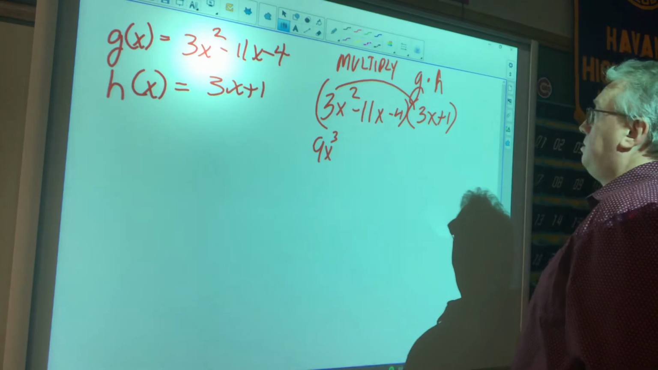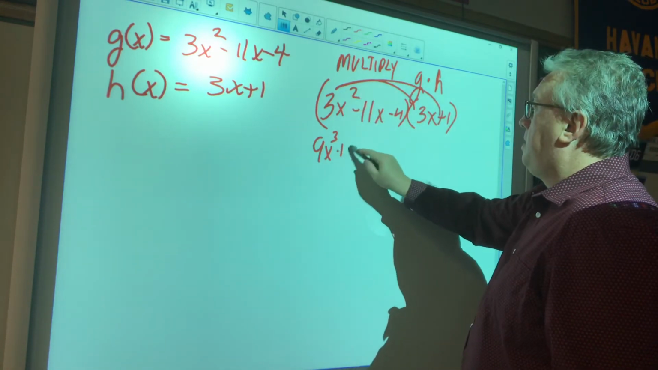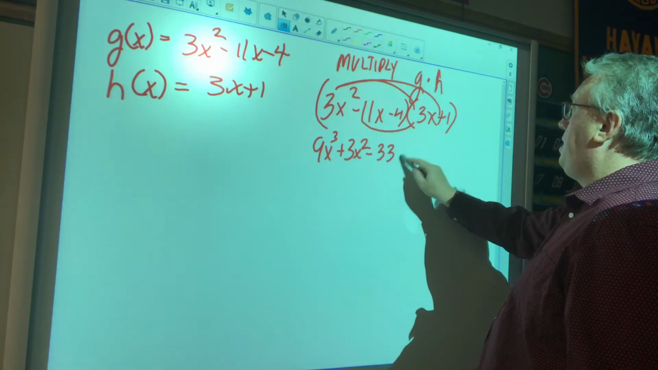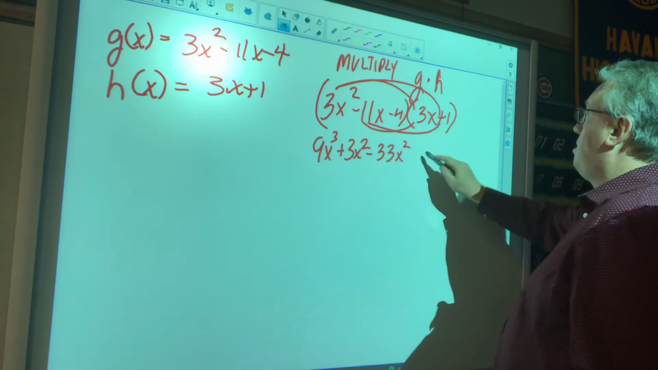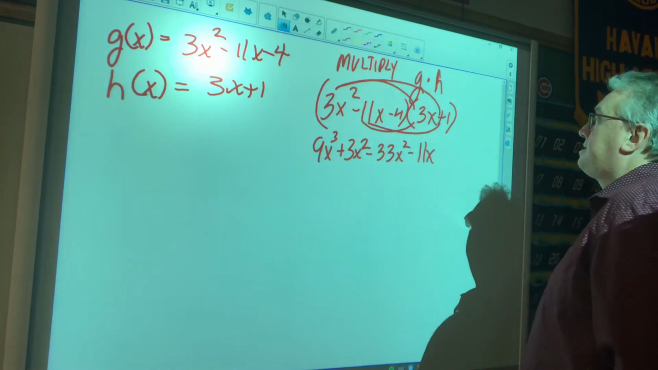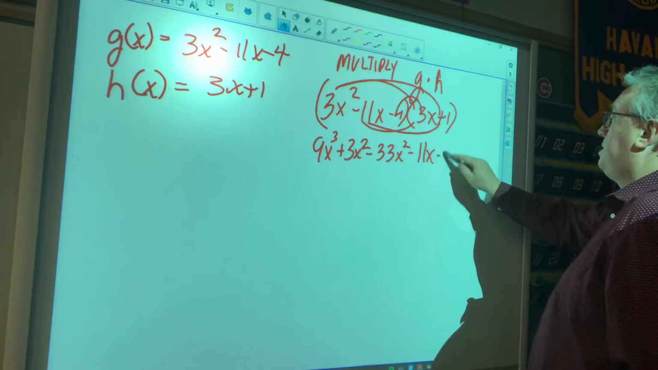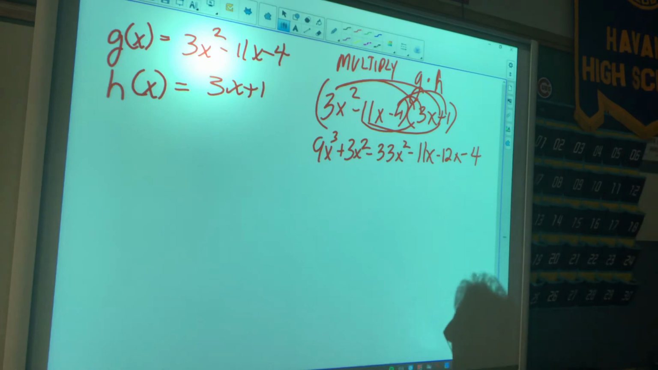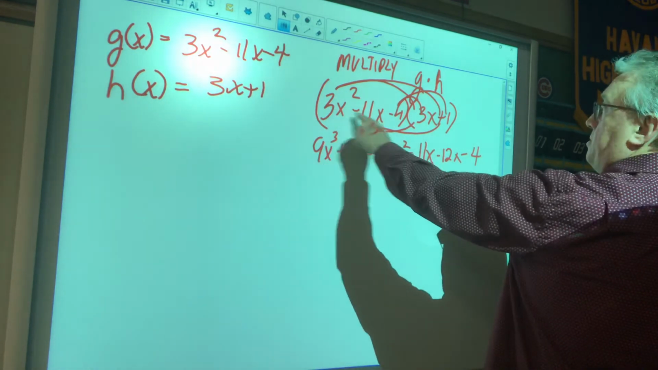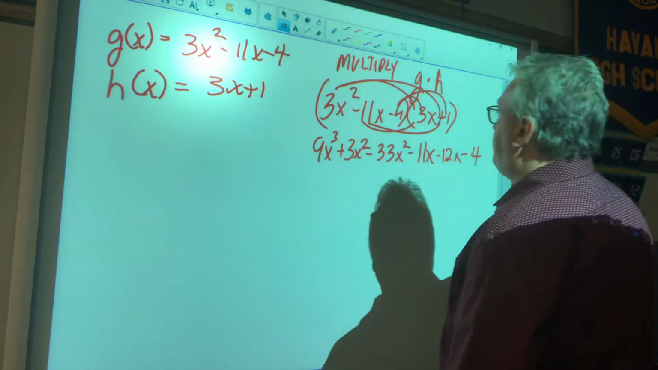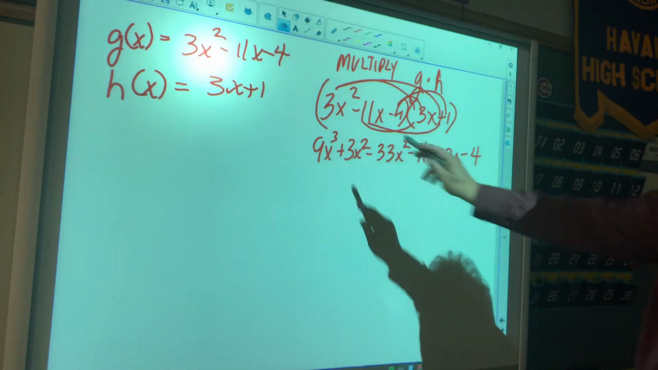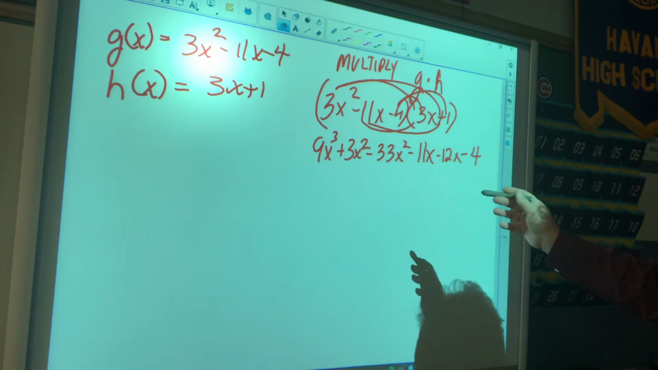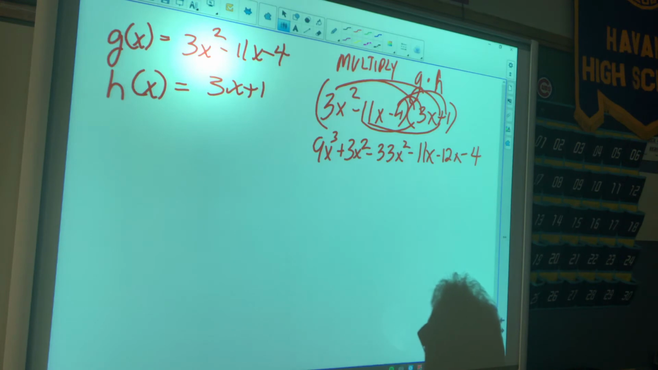9x cubed, okay, plus 3x squared minus 33x squared minus 11x minus 12x minus 4. Okay, we have 3 terms times 2 terms, okay? So we got 1, 2, 3, 4, 5, 6. So we end up with 6 terms. So that's a little checkpoint I told you about. So we know we've multiplied all the terms out.